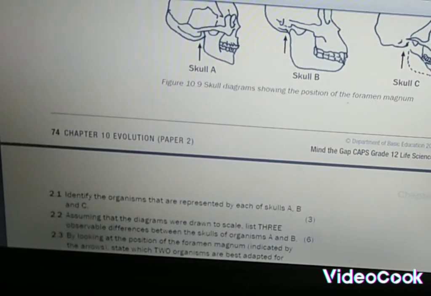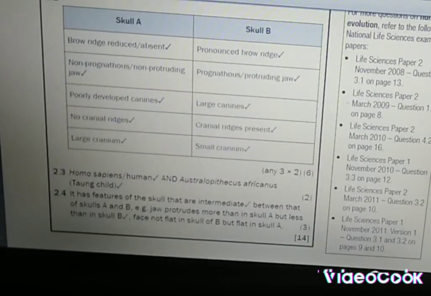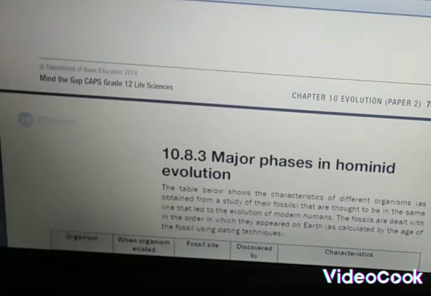So when given the skulls, you should be able to differentiate the two. You should be able to identify the one for a Homo sapien and the one for an African ape.